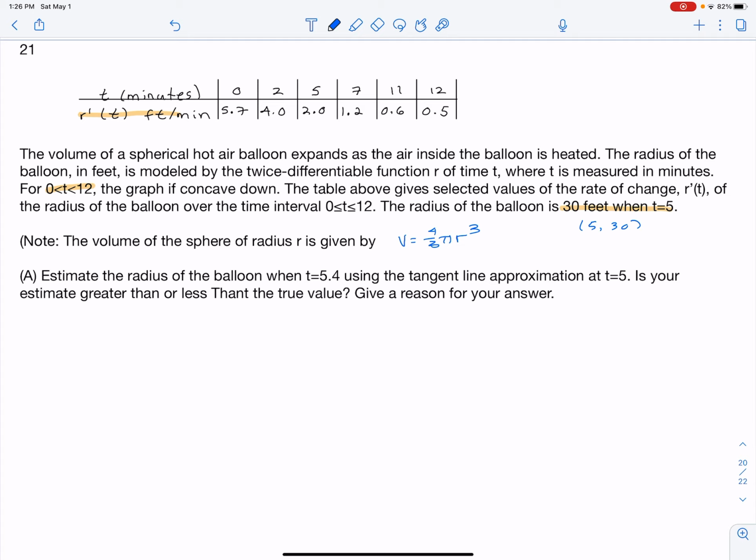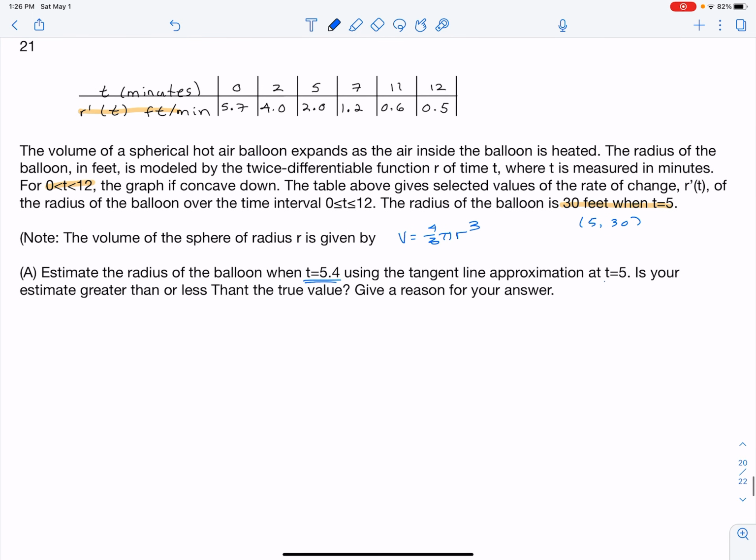Okay, part A: estimate the radius of the balloon when t equals 5.4 using the tangent line approximation at t equals 5. We did this just a few days ago. We're doing a linearization. So in this case, we are writing the equation of a line, and then using that line to approximate a value. So let's do it.